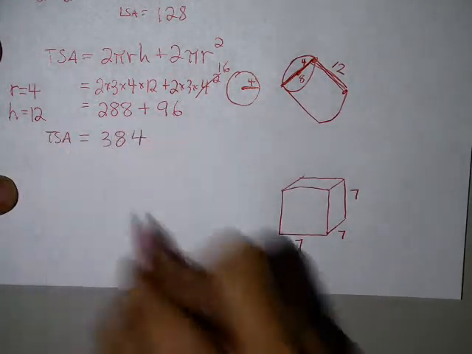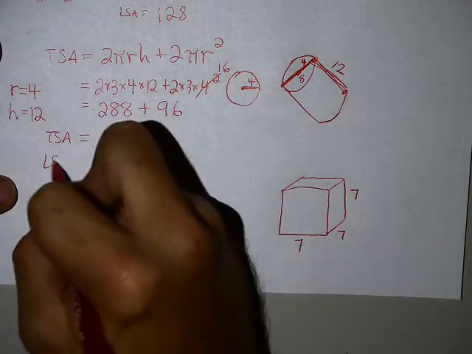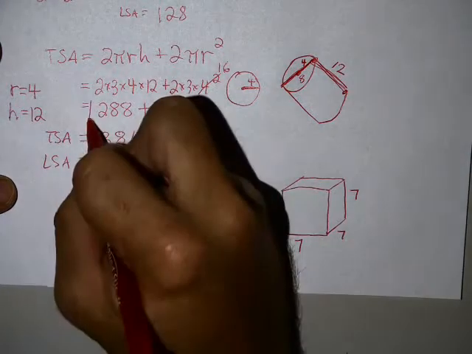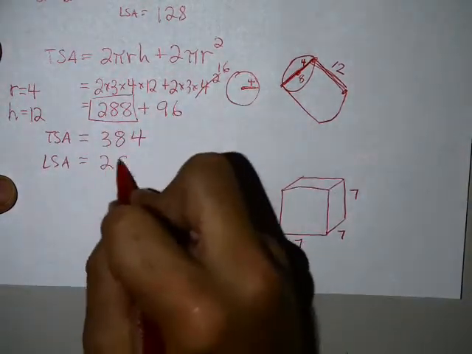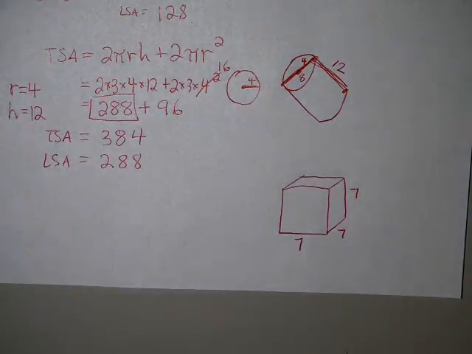total surface area. And again, if I was asked to do lateral, I would know that that's just that first part, that first number, which was 288.